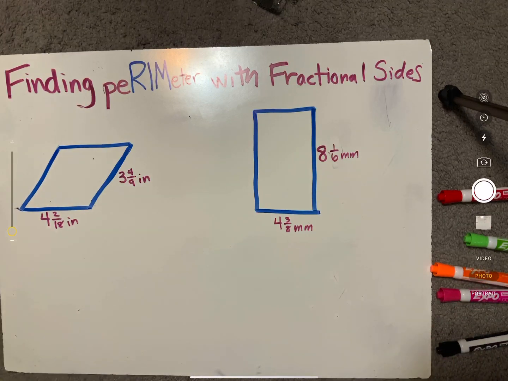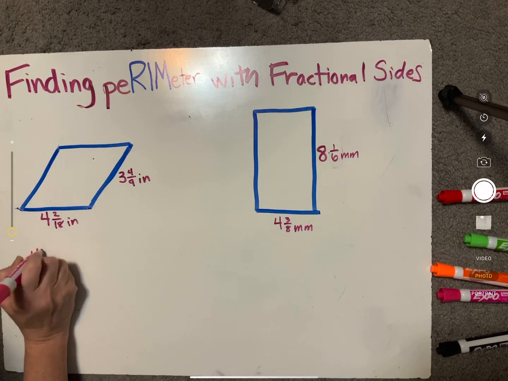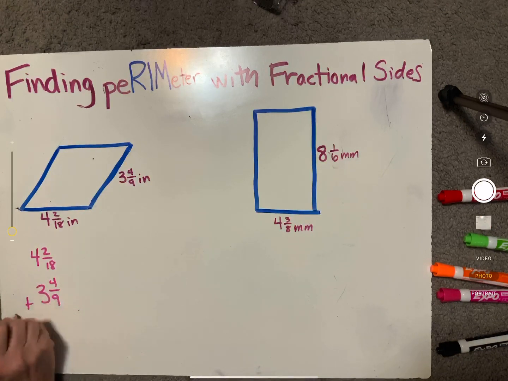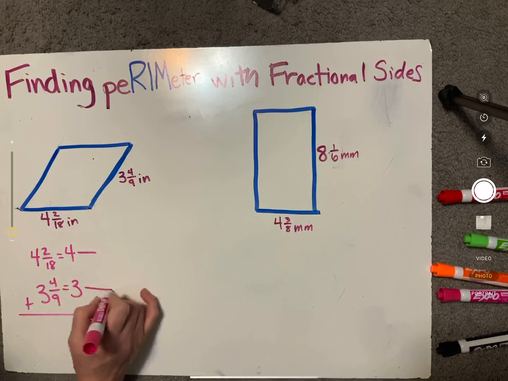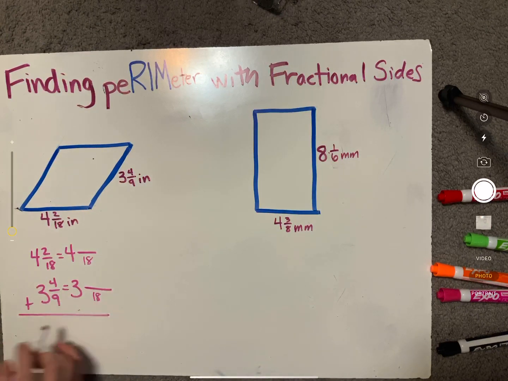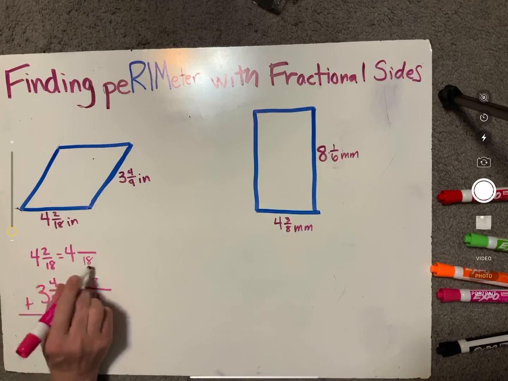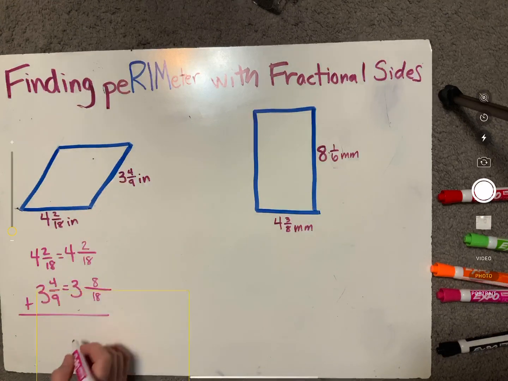So let's try the method that I just talked about. So let's add these two mixed numbers together. So if we have 4 and 2/18 plus 3 and 4/9. So again, I'm going to move my whole numbers over here so I don't forget about them. My common denominator here is going to be 18. So 9 times 2 is 18, 4 times 2 is 8, 18 times 1, 2 times 1 is 2. So now we can add this up together.